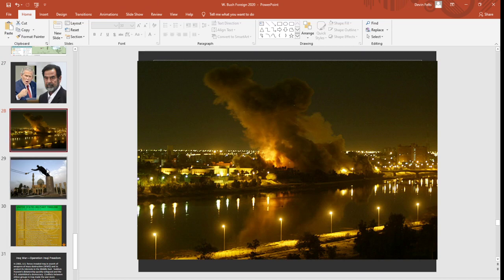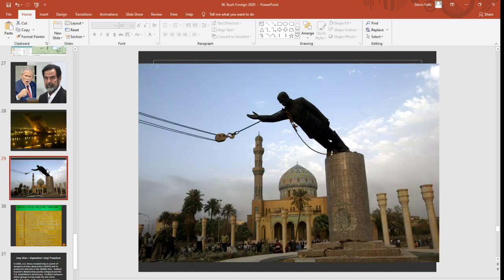So as a result, the US asks Saddam to allow inspectors into the country to take a look at their missiles. They refuse, and so the US invades Iraq.